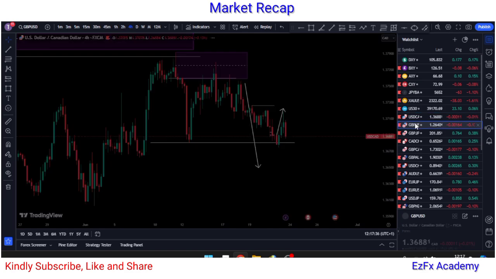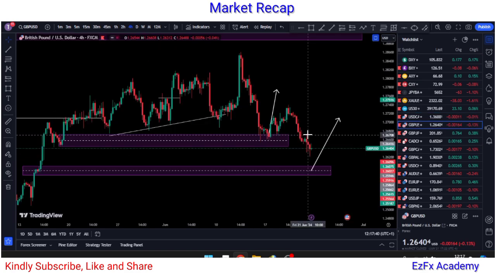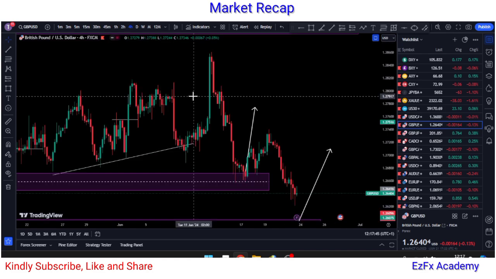For GBP USD too, something similar to what we just saw on gold. We were expecting a buy from this zone, and at the very least you should have been able to take off some profit. This was about 60 or so pips. You should have been able to take off some profits from this.